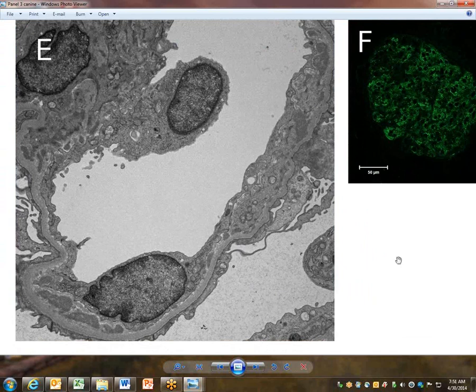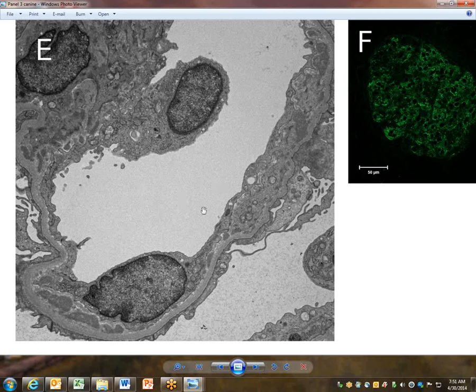Okay, so for the EM, obviously directly in the center is going to be the capillary lumen, and then on the periphery, you can see the GBM. At that area right there, George, are those electron dense, is that just part of the endothelium? Because it kind of seems like it's not really incorporated into the GBM.